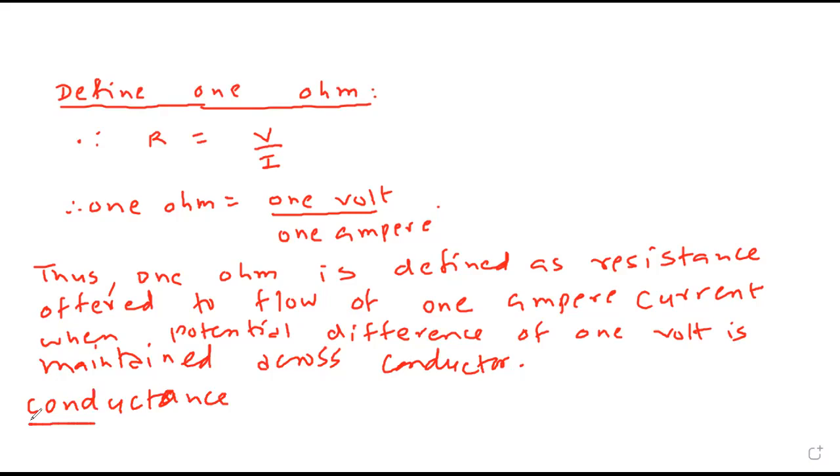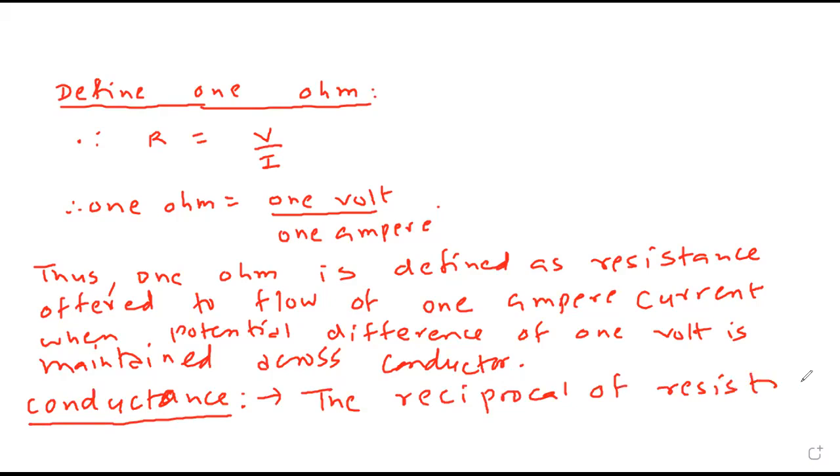Next I have written conductance. Resistance means it will oppose. Conductance means it will help. So the reciprocal of resistance is called as conductance. Okay, just copy it in it. Then we'll see its unit.